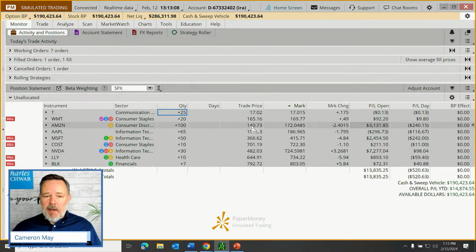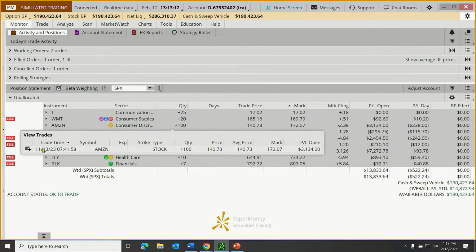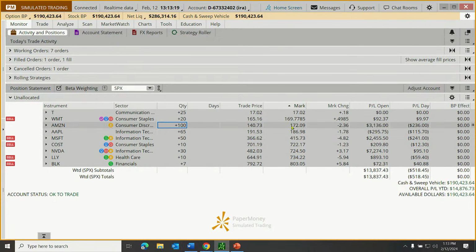For example, Amazon. If we click on the Amazon quantity, it shows us we bought this back in November and we paid $140.73. The market price of Amazon is $172, so we're up about 32 bucks per share, which is about a $3,200 profit, roughly. But we've slipped a little bit on that profit today. So down a little bit today, but overall doing well on that position.